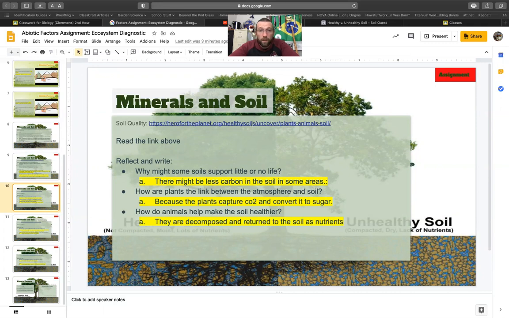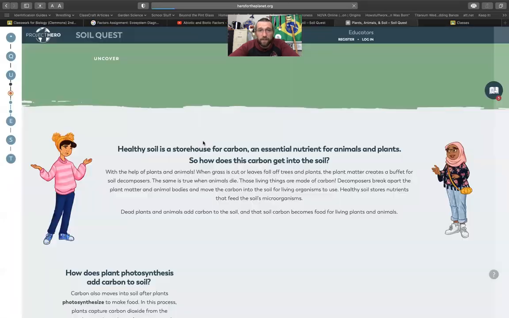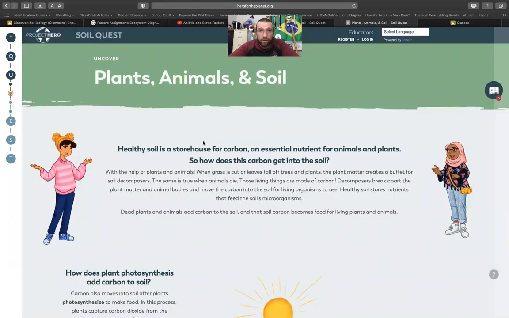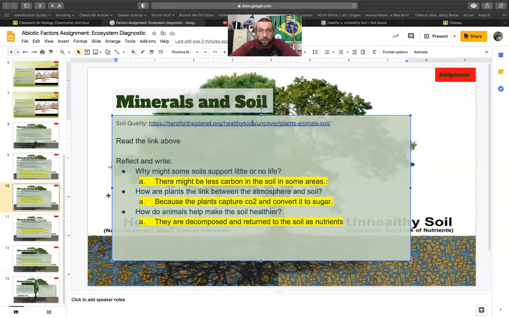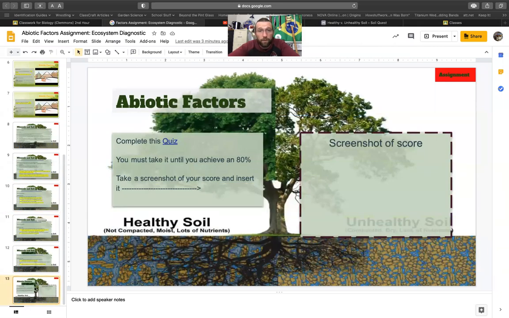So anyways, each one of these slides has a different part of the website to go to. So make sure you're clicking on the link each time, and you should find all the information needed to answer these questions there. Now, the final thing to do is to take the Abiotic Factors quiz and add a screenshot here.